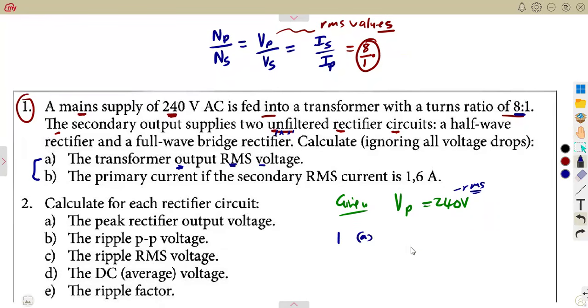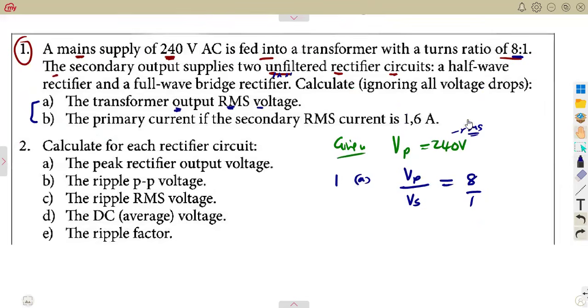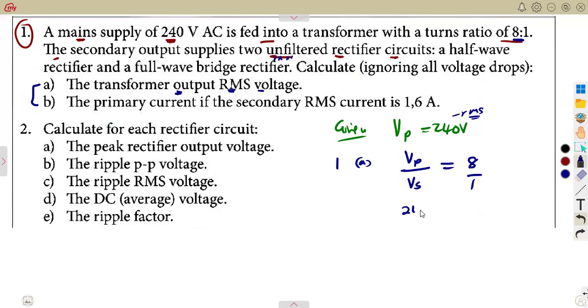So we can use our transformer ratio. This voltage can be equated to this. Is it current? Is it the number of turns? Anything that you're given. In this case, we need voltage. So we're going to take the part of the voltage: VP over VS is equal to 8/1. From this, we are given the input, which is the RMS voltage of 240. So you're just going to substitute. That is 240 over VS is equal to 8/1.